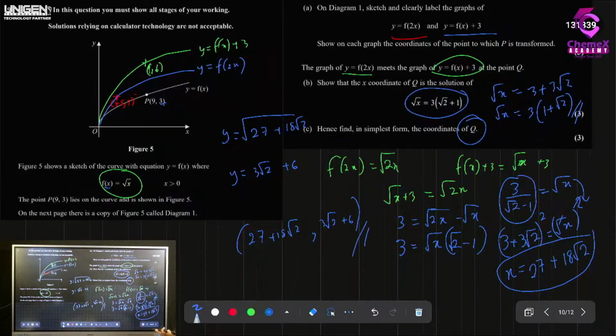Understood or not? Any questions? Because you have to get both x and y, not only x, when you solve for Q. Q is a coordinate. So when you solve for Q, you have to get both x and y. Any questions? No, sir.